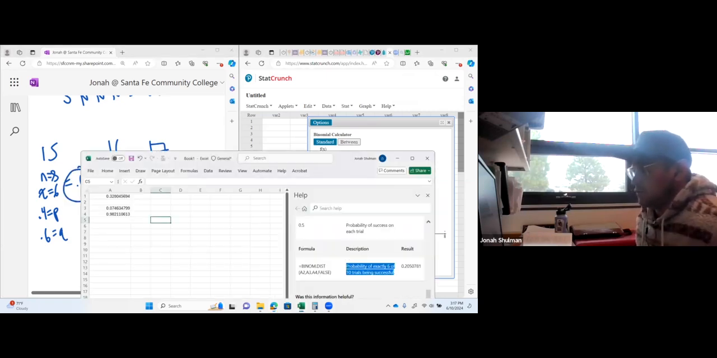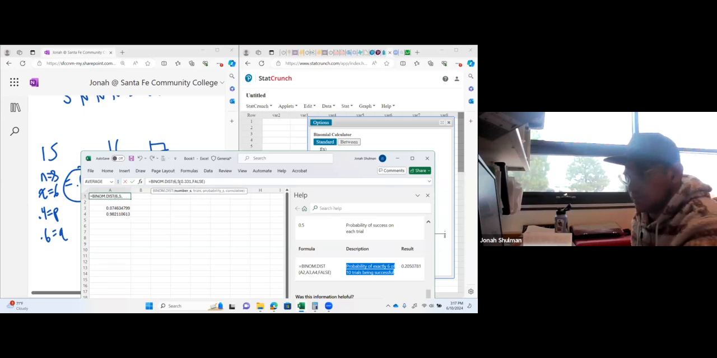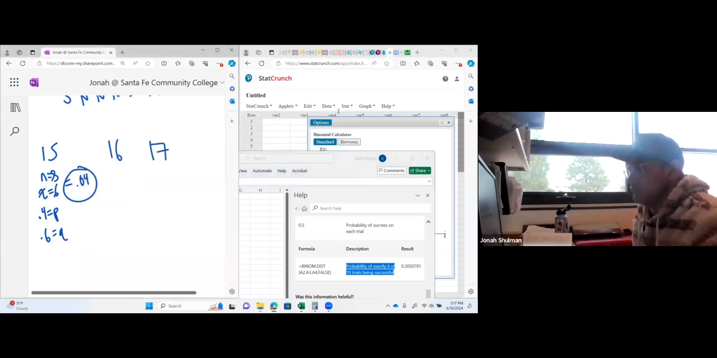If you want to use the calculator, you'll see. So we want 6 out of 8, and we want 0.4. 4%. Cool. Let's look at 16.